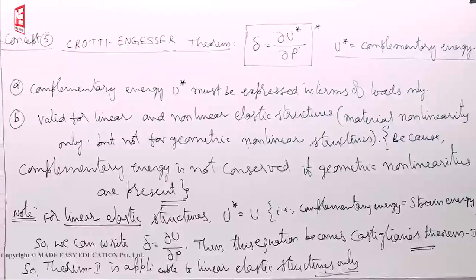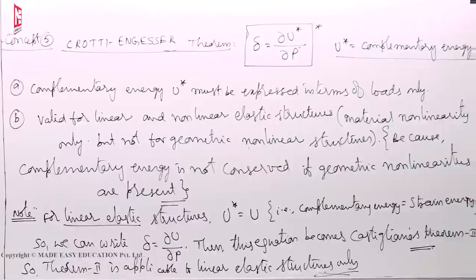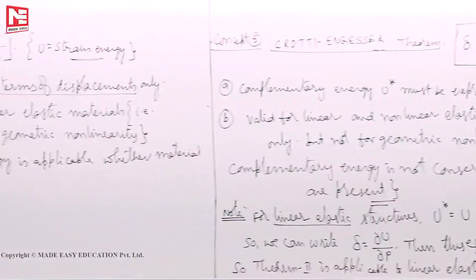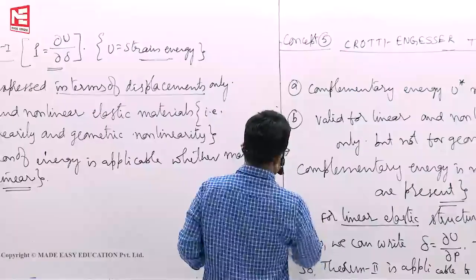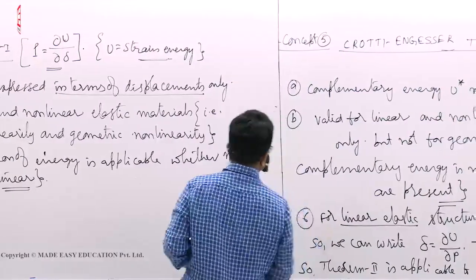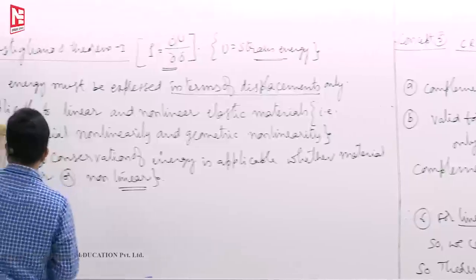Next, sixth point. This we write as the sixth point instead of 5. We'll take it as the seventh point now.